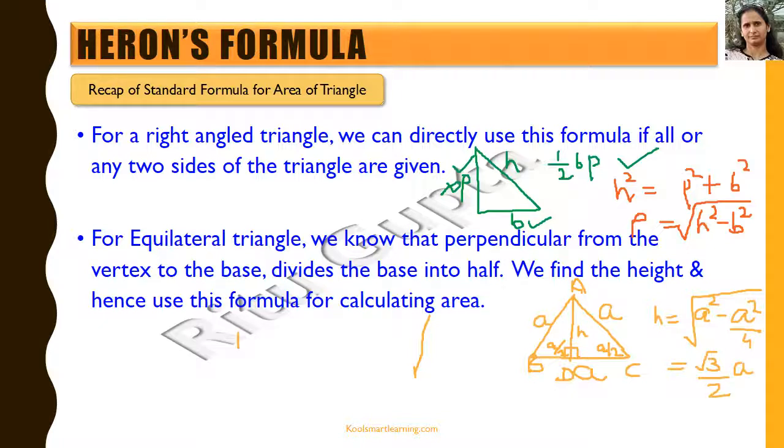So now if we simply use the formula area is equal to half into base into height, we know half into base is a into the height is root 3 by 2 a. So in this case also we simply get the formula root 3 by 4 a square for an equilateral triangle. So it becomes easy for us to find out the area of an equilateral triangle using the standard formula, which is half into base into height.